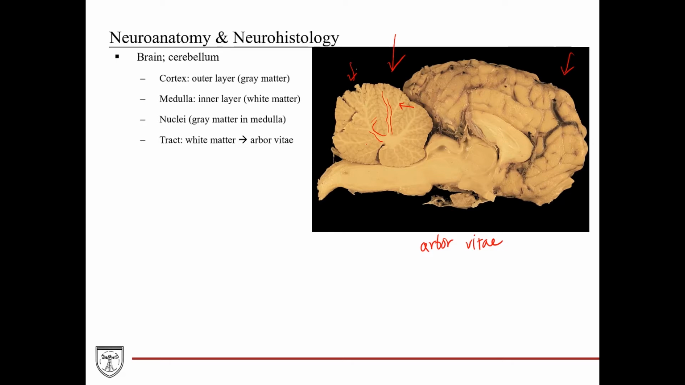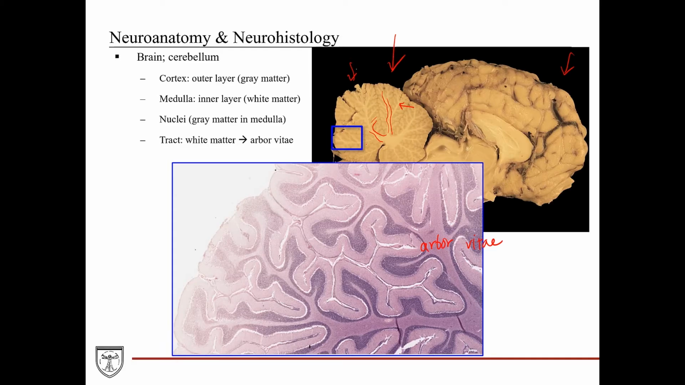Looking at the gross anatomy of the cerebellum at the histological level, we can still appreciate a number of these smaller gyri with undulating outer layer of the gray matter, which forms the cortex of the cerebellum. And the white matter can be appreciated right here, forming the tracts.